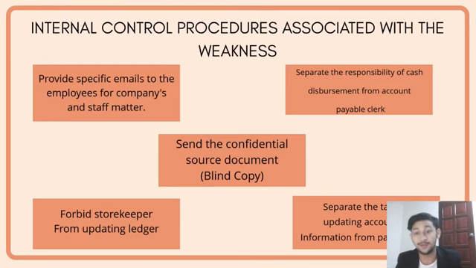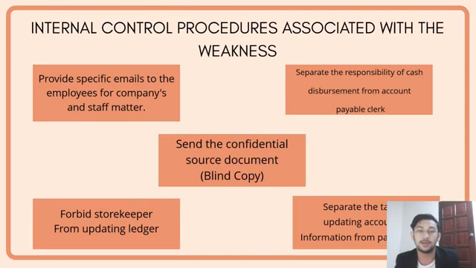Alright, after Tasha has explained well the risk exposure faced by the Sampin and Songket Enterprise due to the weaknesses recognized in their purchase system and cash disbursement system, I would like to explain the internal control procedures associated with the weaknesses. At first, SSE needs to provide their staff with specific emails for business matters, so staff can easily separate between their private and working life.